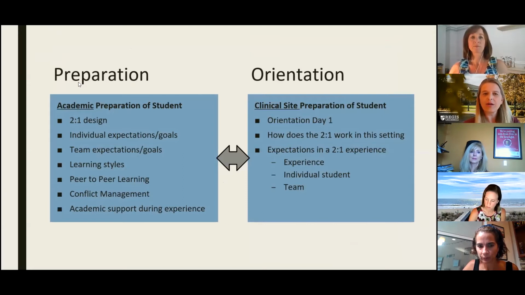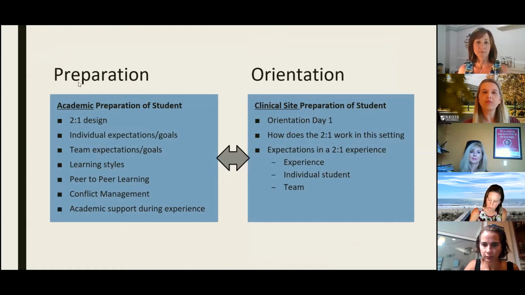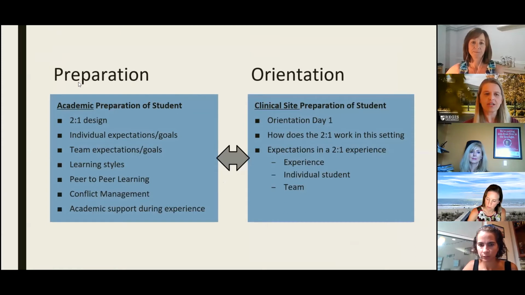They need to know about their team member, their style of learning, and their goals, because they will be helping in that facilitation of learning. So that discussion of the learning styles is important, including conflict management in case that comes up. The academic institution supports this preparation prior to sending the students out to the clinical affiliation.